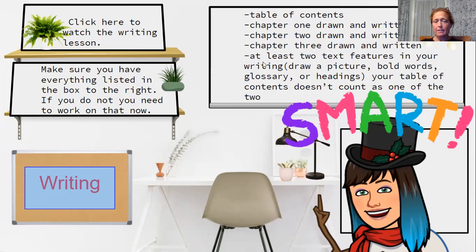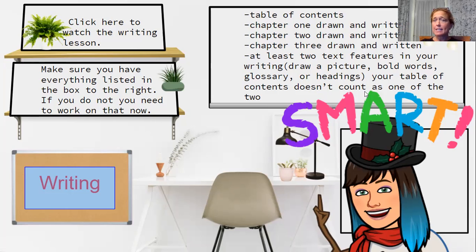Then you were supposed to go back, make sure that you had at least 2 text features in your writing. My suggestions to you are either draw a picture, use bold words for the important words in your story, glossary, or headings. You need at least 2 of these. So if you want to do bold words and then the glossary, because bold words are found in the glossary, that might be a good idea. You can draw a picture or use headings. Remember, headings are the things that you put before the paragraph starts. So if the paragraph is about pet grooming, your heading would be pet grooming.